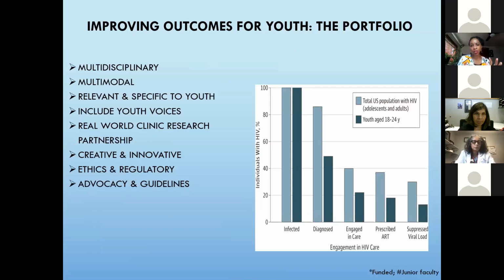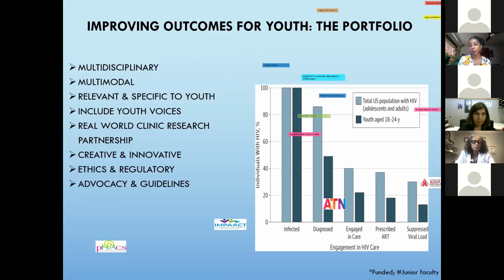In terms of the modalities and what our portfolio looks like, I think it needs to be multidisciplinary, it needs to be multimodal, it needs to be relevant and specific to youth, and has got to include the youth voices. Real world clinical research partnership, they cannot be in silos, they have to go hand in hand. They need to be creative and innovative, they need to think about the ethics and regulatory issues, but we also need to not stop there, and we need to advocate and push the guidelines to make sure that youth are included and thought about.